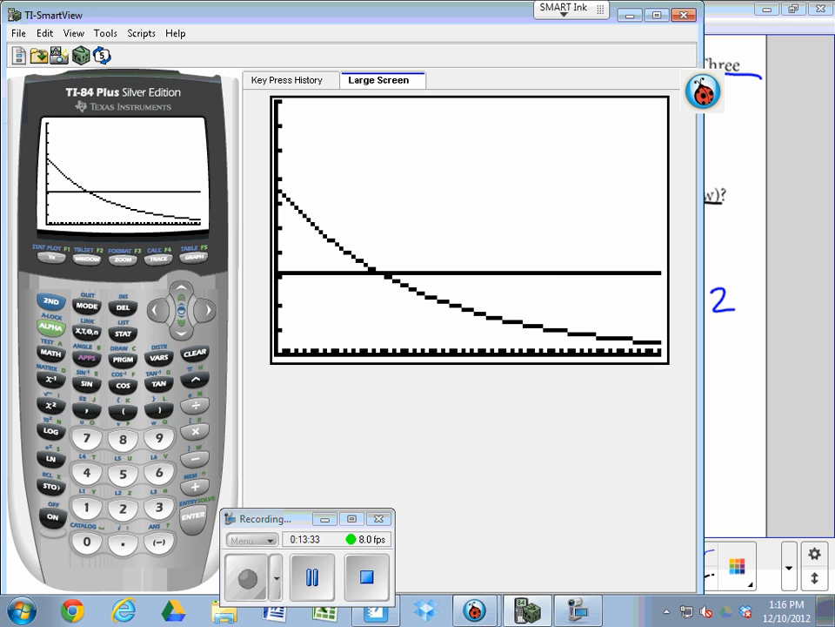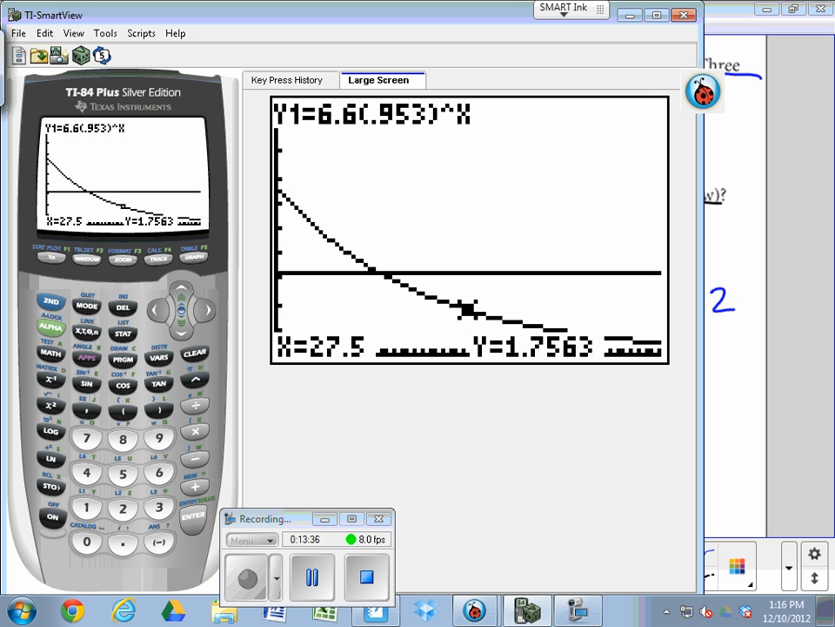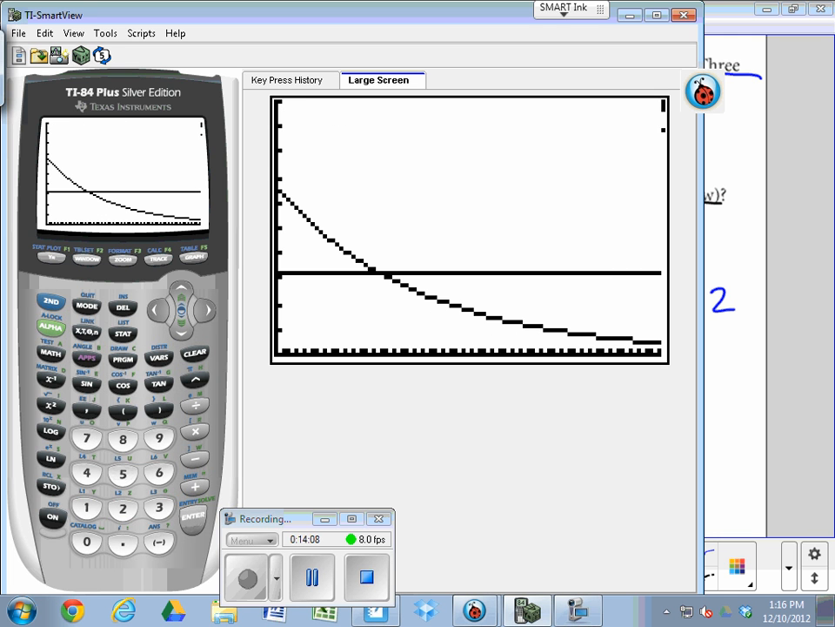The answer to question D will be trace 50 years. Enter. Looks like there's about 0.594 or 0.595 grams left after 50 years. The answer to E is the half-life. We want to find this intersection right here. Second trace. Option 5, enter, enter, enter. The half-life should be 14.4 years. That's how long it takes for half of it to go away.